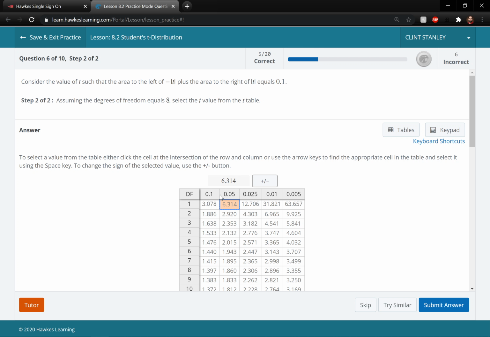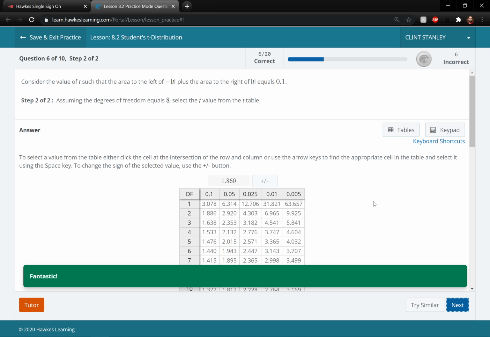And then we want 8 degrees of freedom. So 8 degrees of freedom. There we go. And then it's kind of a little tricky here, but since it gives us a positive t, we're going to give the positive answer here. So 1.860.